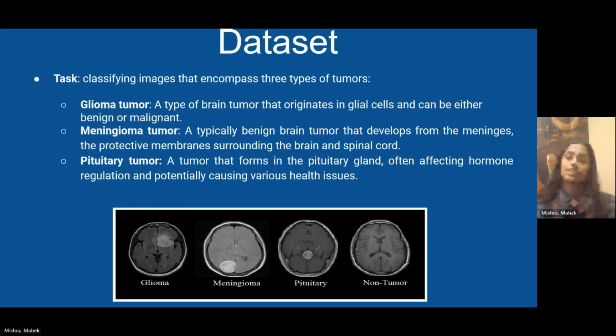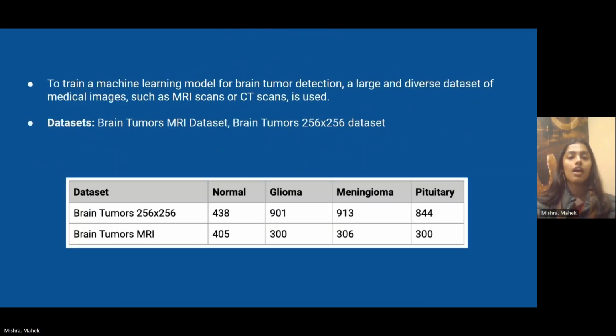Our dataset classifies images into three classes of tumors: glioma, meningioma, and pituitary tumors. It also has a fourth class, the no tumor class, where images are classified only when no tumor is detected. For the methods that we implement here, we use two datasets: the brain tumors MRI dataset, which is smaller, and the brain tumors 256 cross 256 dataset, which is much larger.